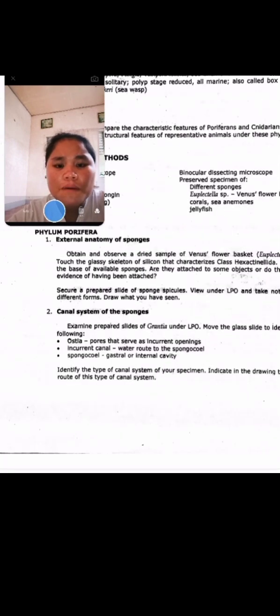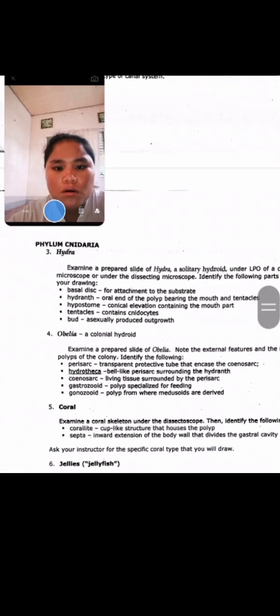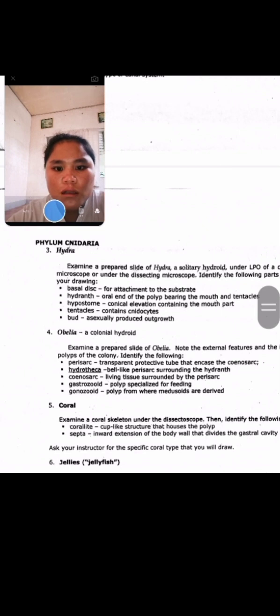Canal system of the sponges. Ostia, pores that serve as incurrent openings. Incurrent canal, water route to the spongocoel. The corallite is the cup-like structure that houses the polyp. Septa, inward extensions of the body wall that divide the gastral cavity. Asterior is the specific coral type that you will draw.